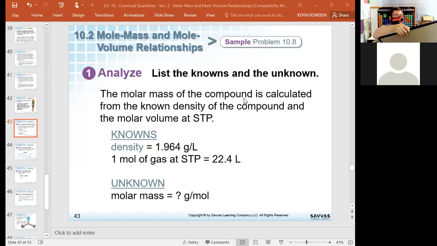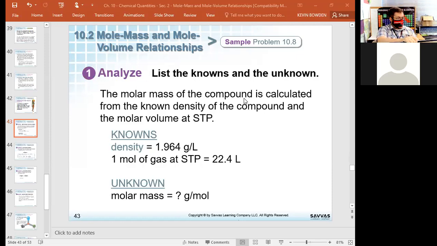Again, the given density here is that number; it's going to change from problem to problem. But a rule, something that doesn't change from problem to problem, is that the molar volume is going to be 22.4 liters per mole. I've got 22.4 liters per mole. That is just always going to be true.